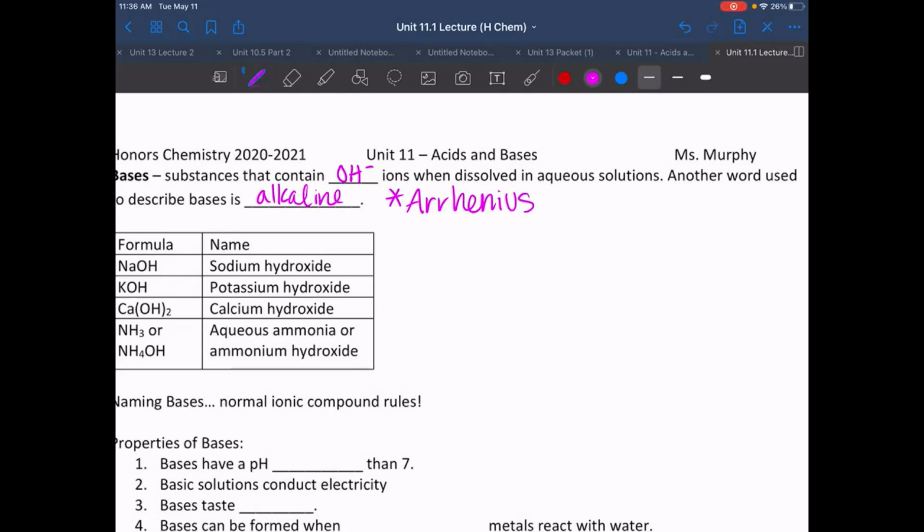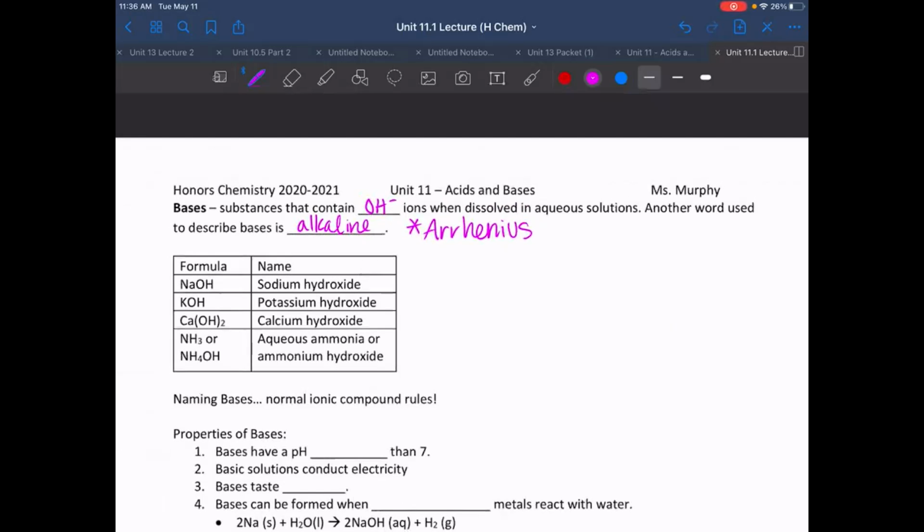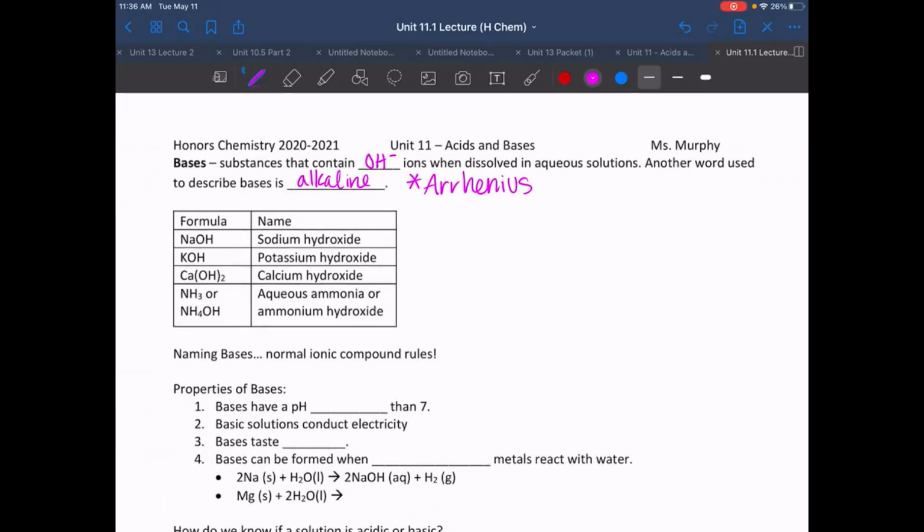And so here, this is the table. I think this is table K. No. What comes after K? L, table L in your packets. This is just a few common bases here.